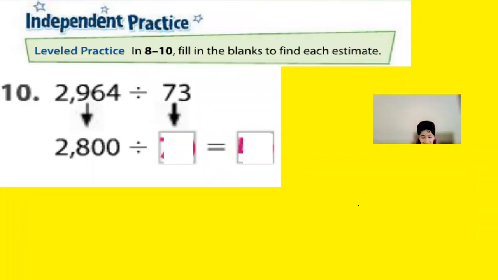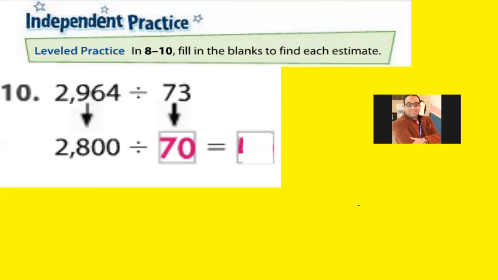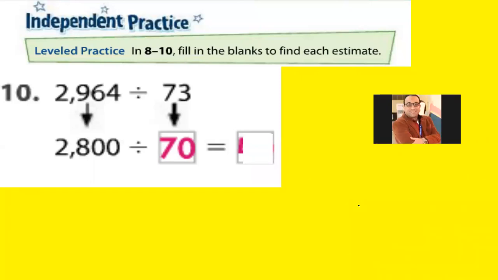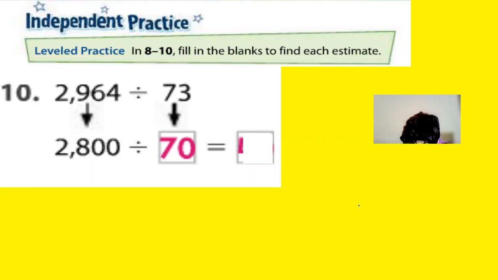Okay, number 10. 2,964 will be 2,800 and 73 will be 70. Yes. By dismissing 10 from both sides, you are going to divide 280 over 7. We can make it 28 divided by 7, which equals 4. And what about the zero? Remove the zero and drop it outside. And it will be 40.